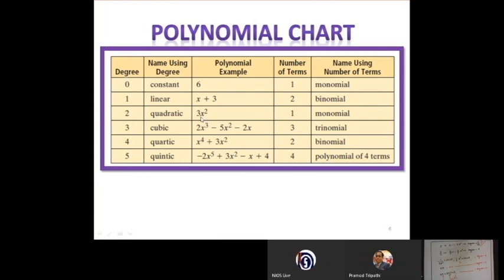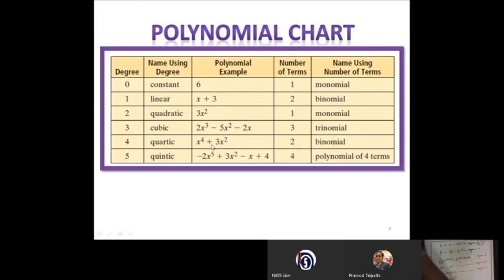3x square. So we should not be confused. A term is always formed when there is a sign of plus or minus in between. Between 3 and x square there is no such sign, so there is only one term. It is a monomial. Now the cubic polynomial, 2x cube minus 5x square minus 2x. There are 3 terms. It is a trinomial, but the highest degree is 3. Quartic, x raised to the power 4 plus 3x square. The terms are 2. It is a binomial.